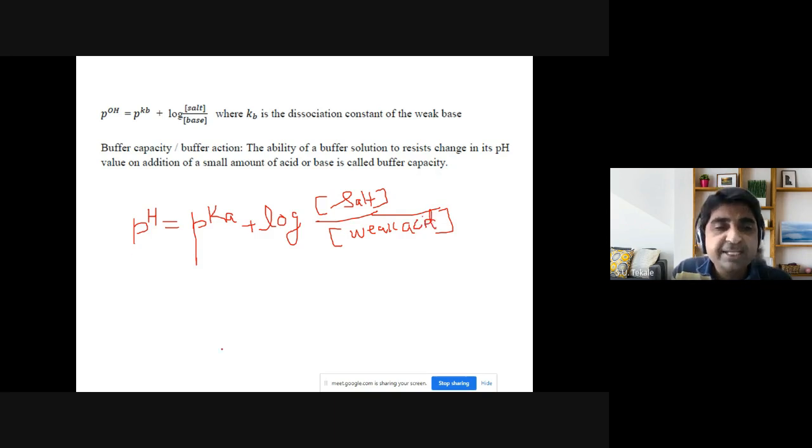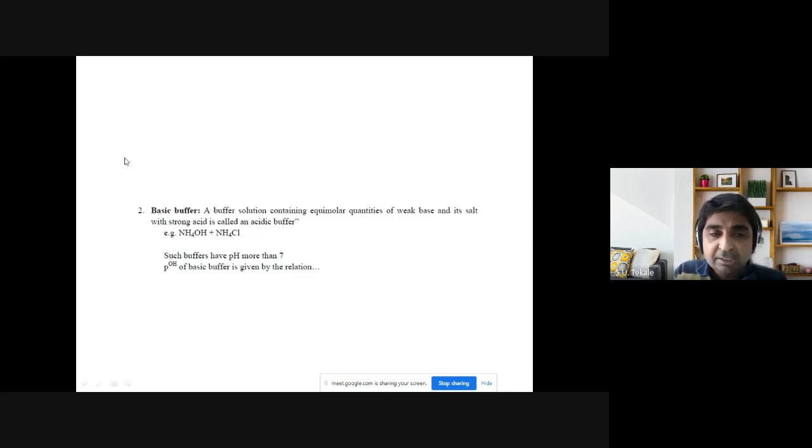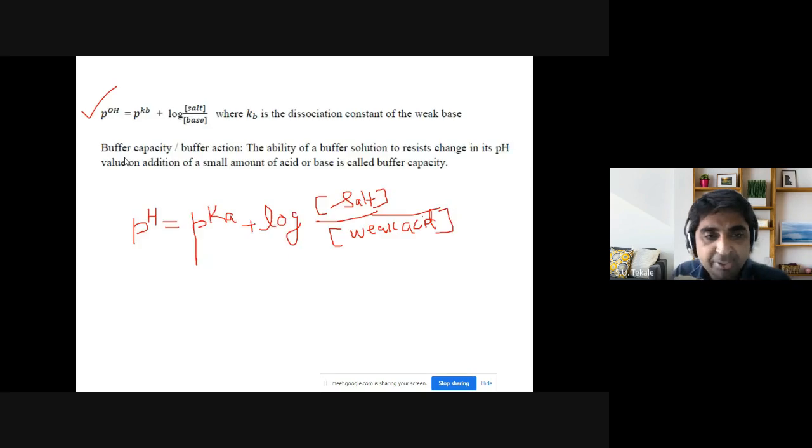Okay, so the pH of an acidic buffer is given as pH is equal to pKa plus log of the concentration of salt upon the concentration of weak acid. Here, the relation for calculating the pOH of a basic buffer is pOH is equal to pKb plus log of salt concentration over base concentration. Instead of pH, the pOH concept is there. Instead of pKa, the pKb concept is there. The salt concentration remains as such in the numerator, and in the denominator, instead of the acid in the previous equation, the base term is there.